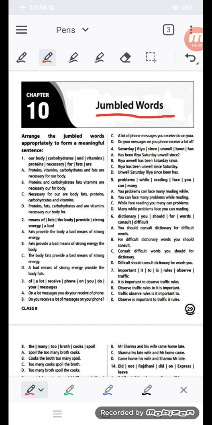Here, which option is very appropriate for the answer? Whether it is option A or B, C or D. Protein, vitamin, carbohydrate and fats are necessary for our body. Proteins and carbohydrate, fats, vitamin. So B is not coming as the answer. C, let's read. Necessary for our body. So C is also not coming in the answer.